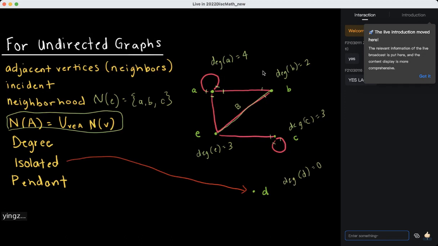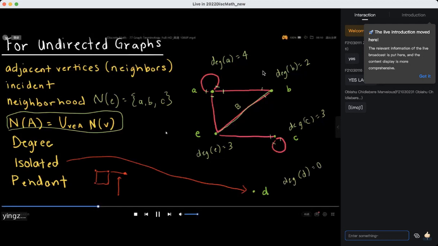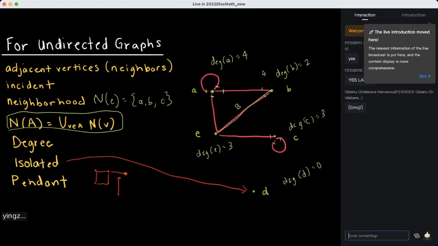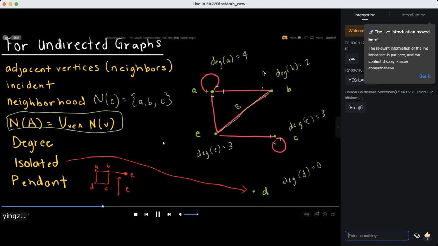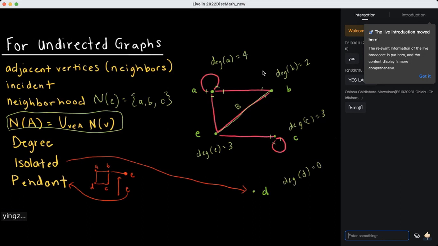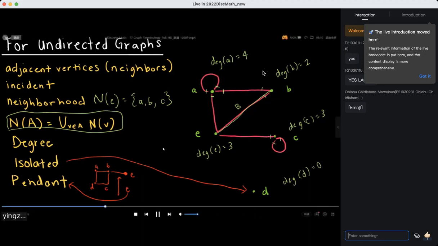The last one is a pendant, and unfortunately I didn't put that on your picture, but a pendant would be something that is essentially just connected to one other edge. Let's say I had a square, and then I had a guy sticking out like this. The pendant would be this guy because he is out here by himself, and it is the vertex that is the pendant. If this was point E, and we call these A, B, C, D, then E would be the pendant because it is the vertex that is connected only once to another vertex.